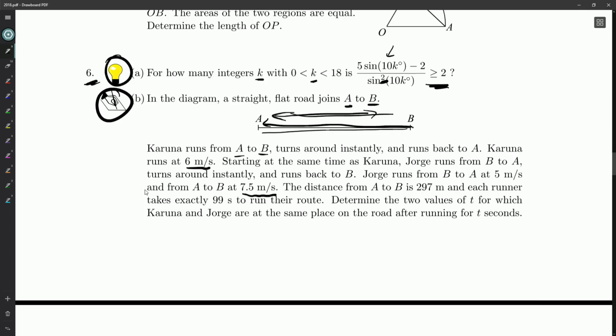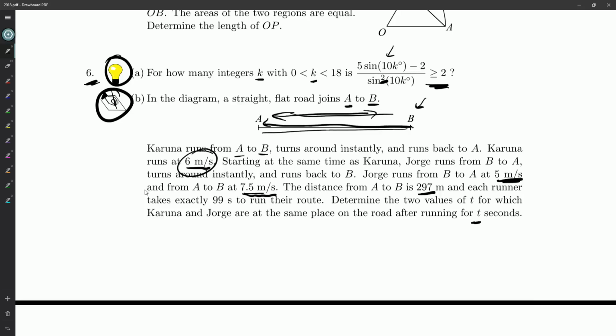Now, Karuna, they just said runs at 6 meters per second, so I'm going to assume that that's constant for both trips. But Jorge, I think he needs some warm-up time, and then he gets faster on his return trip. Okay. The distance from A to B is 297 meters. I feel like they could have said that above, but that's fine. And each runner takes exactly 99 seconds to run their route. Determine the two values of t for which Karuna and Jorge are in the same place on the road after running for t seconds.